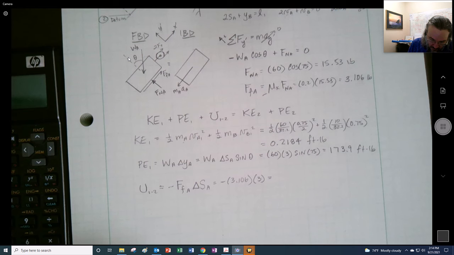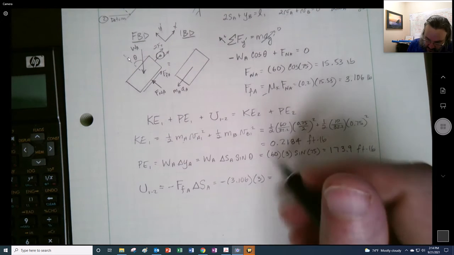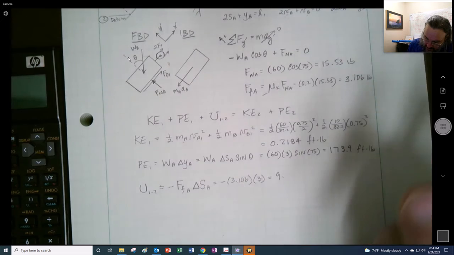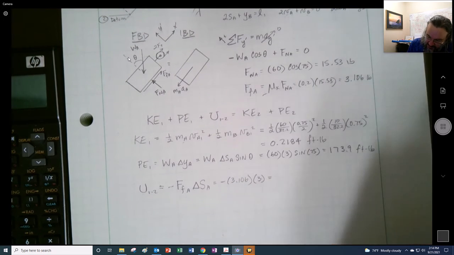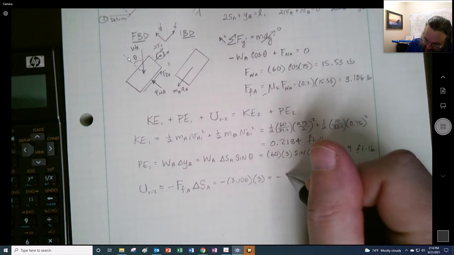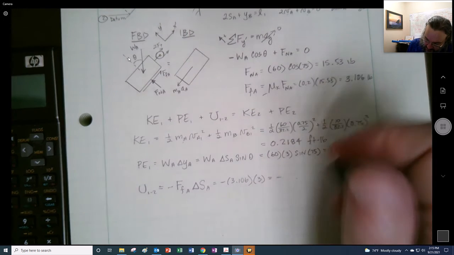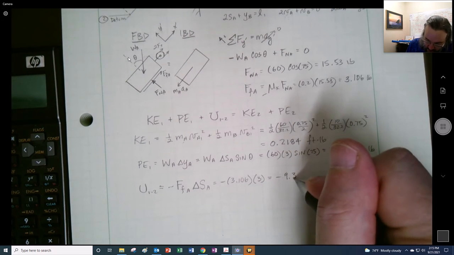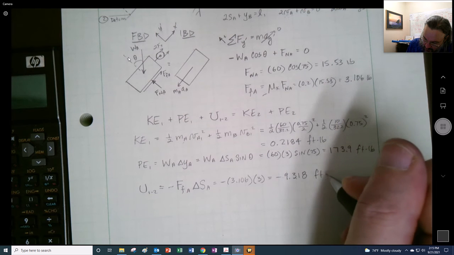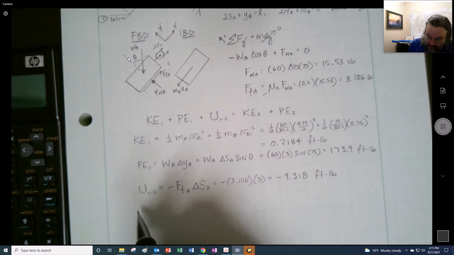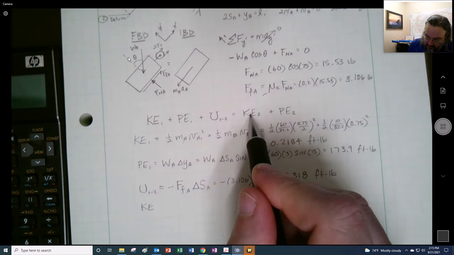Where did I get that again? 10 times 3, and so it's going to be 9. Oh, make sure I make it negative. Remind myself. Minus. And I guess I'll write it as a number, don't need the parentheses. 9.318 foot-pounds. All right, so the kinetic energy at state 2, so we're just going to the next one.